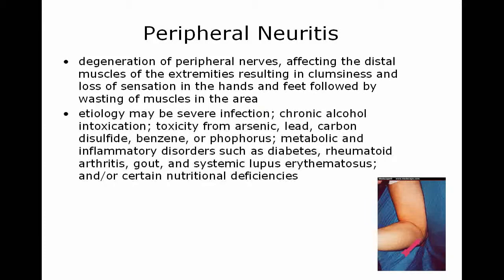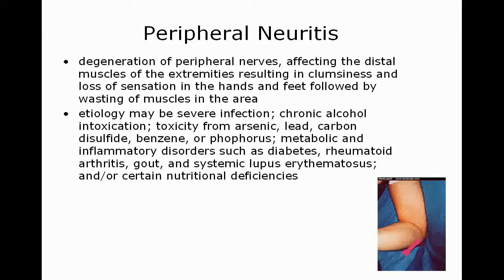Peripheral neuritis. Inflammation and degeneration of peripheral nerves affects the distal muscles of the extremities, the hands, the feet. At first it appears to just be a clumsiness. Eventually they lose sensation in their hands and feet.